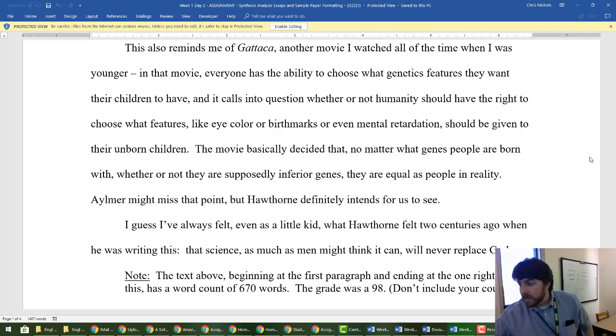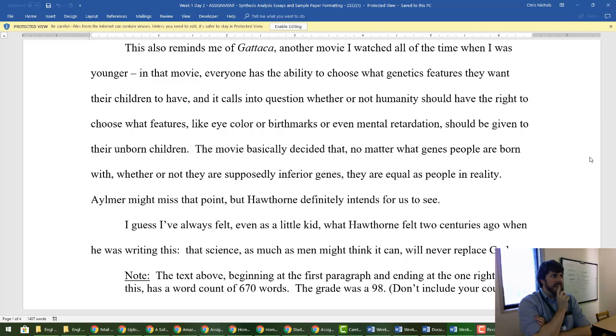then down at the bottom, he does something similar with another one. He says, this also reminds me of Gattaca. You ever seen that movie? It's a little less known. Another movie I watched all the time when I was younger. In that movie, everyone has the ability to choose what genetic features they want their children to have, and it calls into question whether or not humanity should have the right to choose what features, like eye color or birthmarks or even mental retardation, should be given to their unborn children. The movie basically decided that no matter what genes people are born with, whether or not they are supposedly inferior genes, they're equal as people in reality. Elmer might miss that point, but Hawthorne definitely intends for us to see.